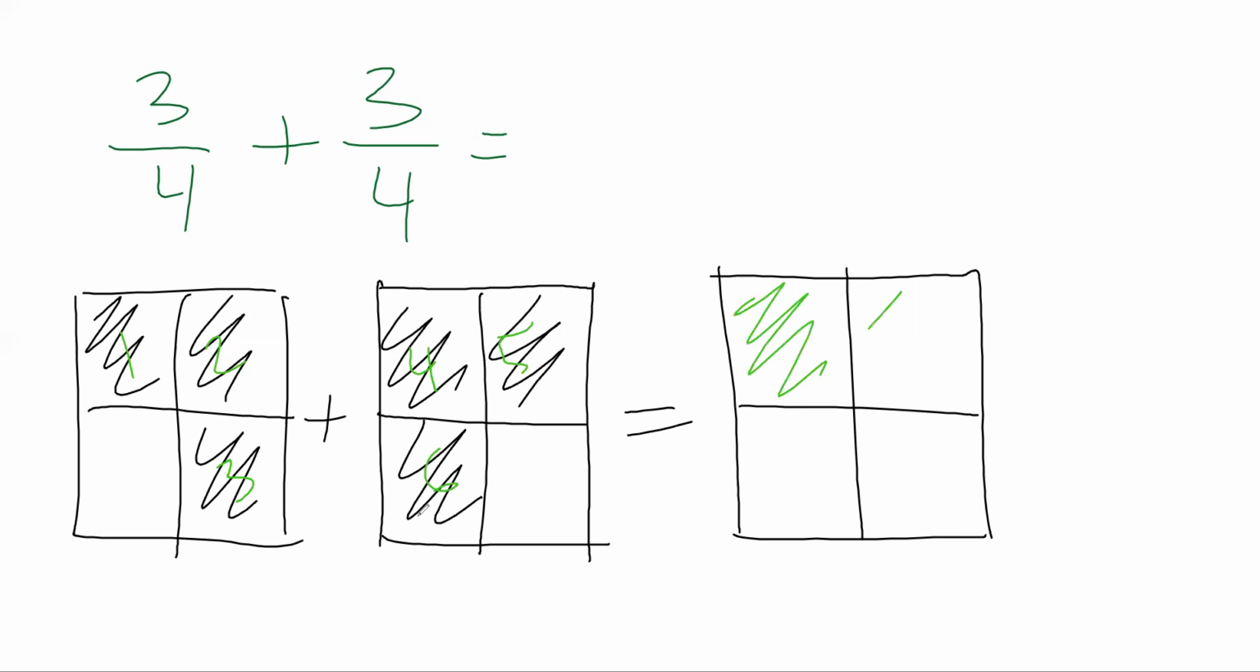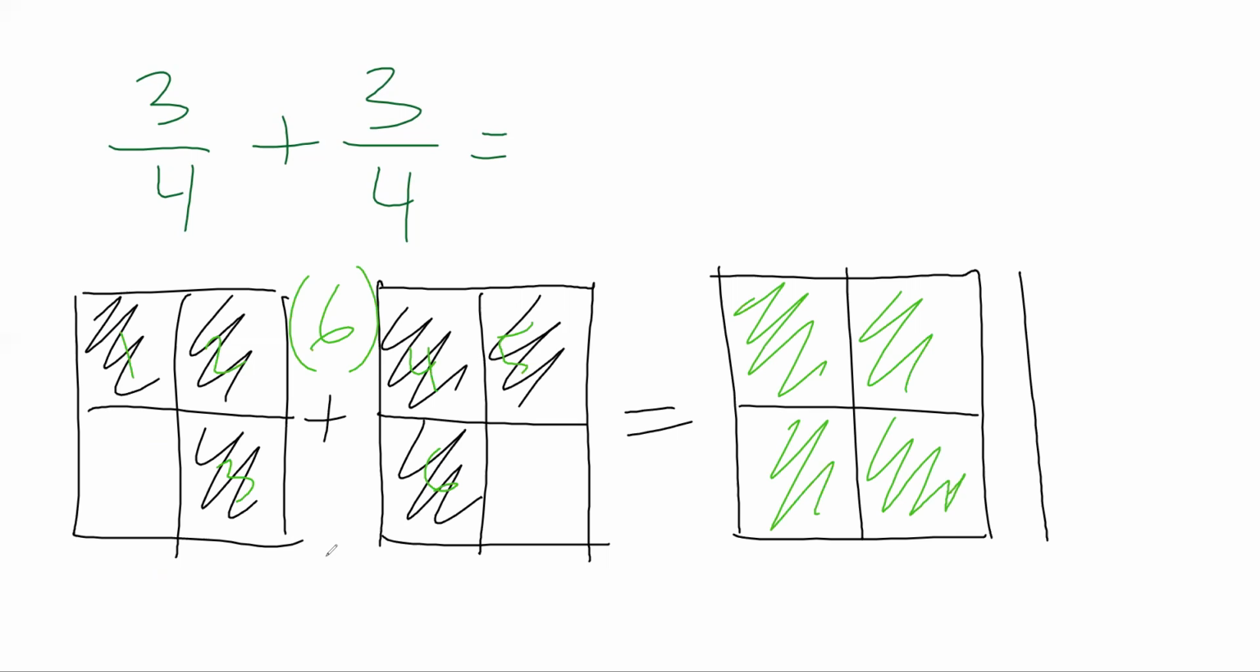So I got 1, 2, 3, 4. Wait. So I have 6 pieces to shade all together, but over here I've only shaded 4 so far. So what does that mean? What are we going to do? Well, what that means is we filled one whole up. We need to start thinking about the fraction of the next whole. So the reality is since I needed 6, this is only 4 right here. So I'm going to need some more.